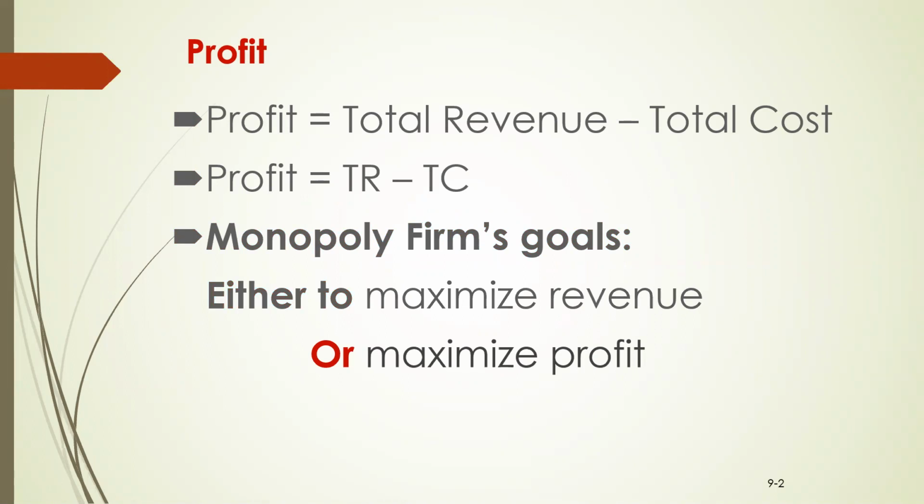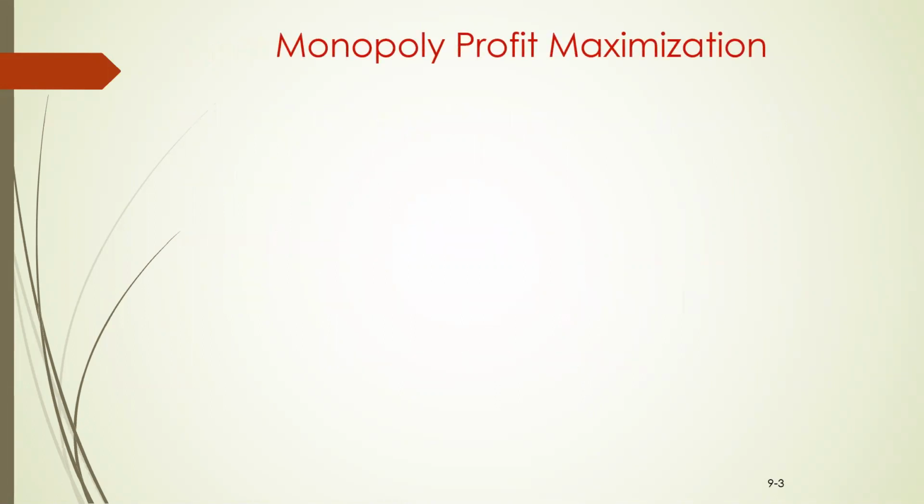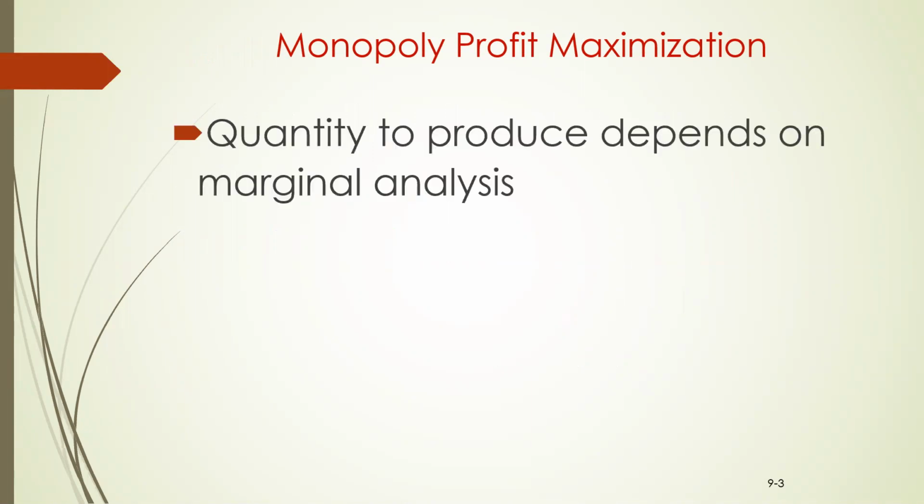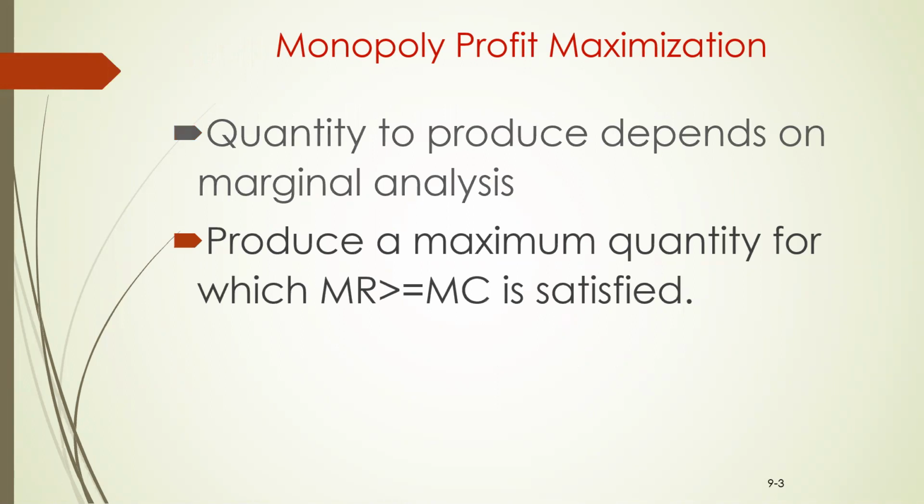In the previous video, we have seen when a firm maximizes revenue. That is, when the fixed costs are more as compared to variable cost. Whereas a firm chooses to maximize profit when variable costs are higher, or significant as compared to fixed cost. A monopoly firm decides how much quantity to produce when it is maximizing profit based on marginal analysis. So it will decide the optimal quantity where marginal revenue is greater or equal to marginal cost.